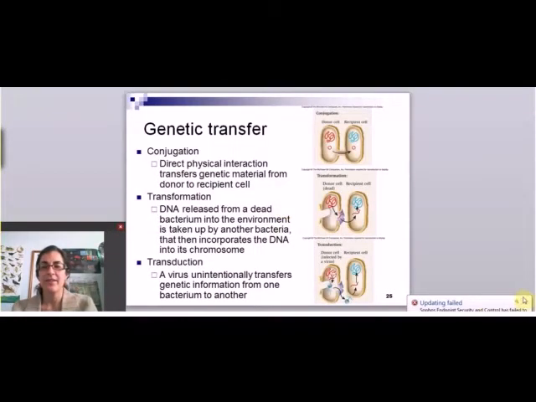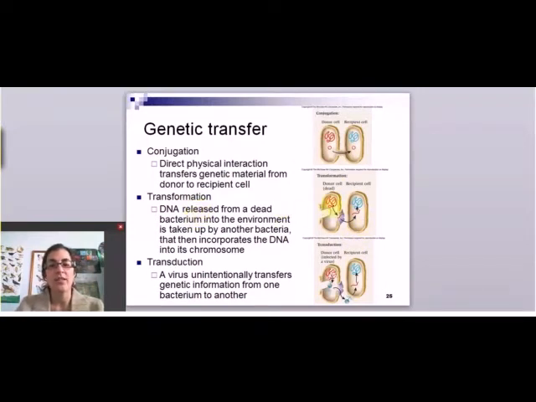There are three mechanisms of gene transfer in bacteria: conjugation, transformation, and transduction. Conjugation is a direct physical interaction. It's oftentimes referred to as bacterial sex for that reason. And you can see in this very simplified diagram, there's a physical opening created between the two cells, and genes are going to be able to transfer between that opening.